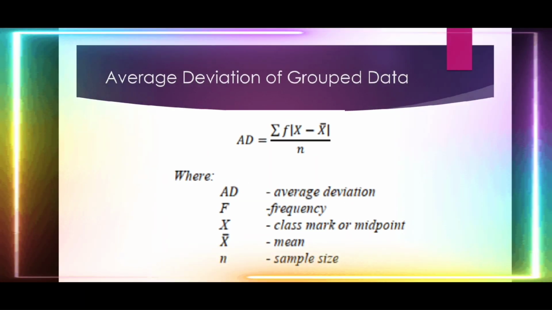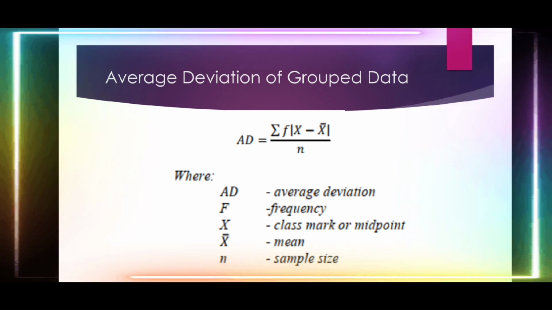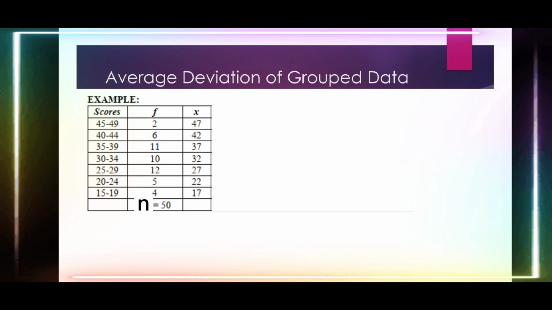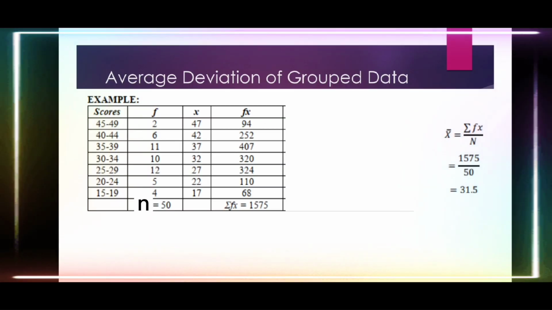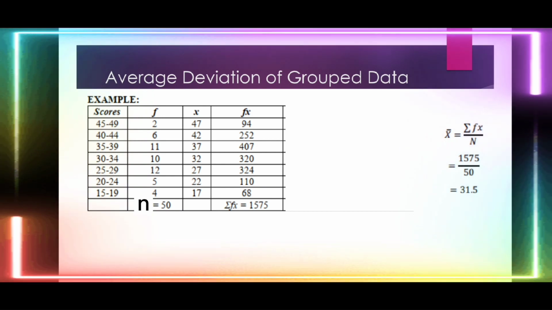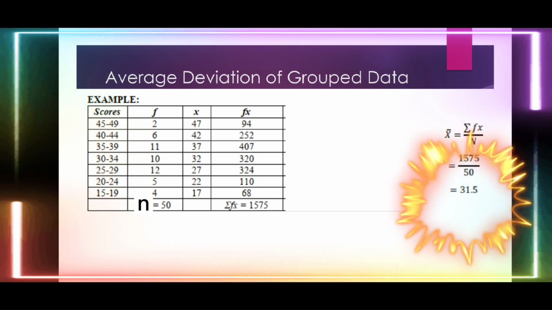To solve for the average deviation of group data, we need to use this formula, where AD is the average deviation, f is the frequency, x is the class mark or midpoint, x-bar is the mean, and n is the sample size. Say for example, here in our table, we already have the scores or the class, the frequency, and the midpoint. Now, we need to multiply the frequency and the midpoint, that is fx. Now we can solve for the sum of fx, that is 1575. Now we can solve for the mean, sum of fx divided by total frequency. So that is 1575 divided by 50. So our mean is 31.5.